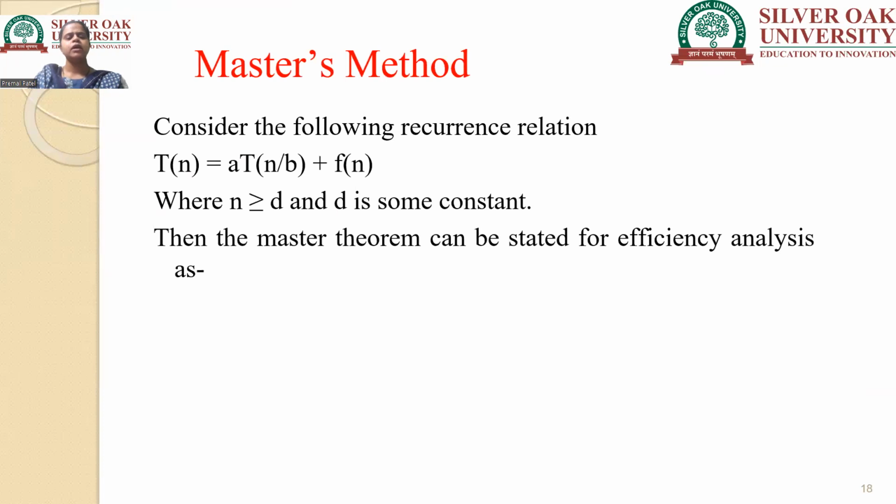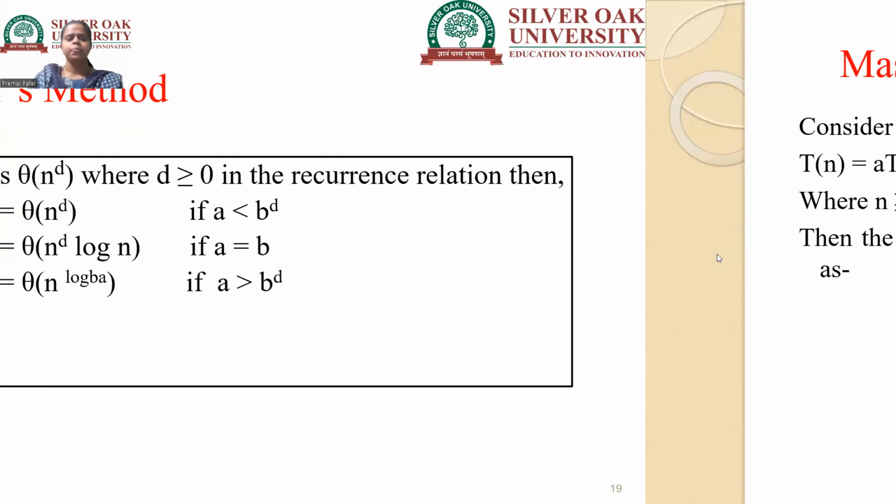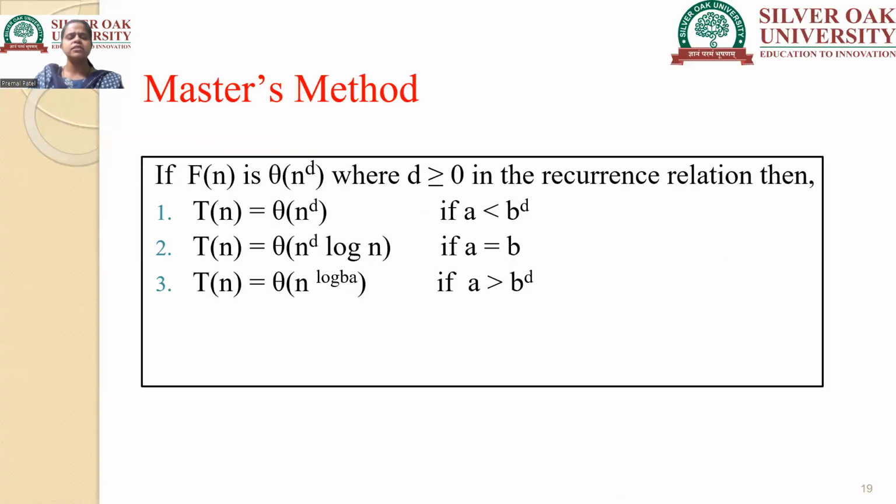So now coming on to the master's method. Whenever we are going to solve a recurrence relation using the master's method, your equation will be in this form, that is T of n is equal to a T of n by b plus f of n, where n is greater than or equal to d and d is some constant. Then the master theorem can be stated for the efficiency analysis as follows. These are the basic formulas that are used to solve the recurrence relation using the master's method.